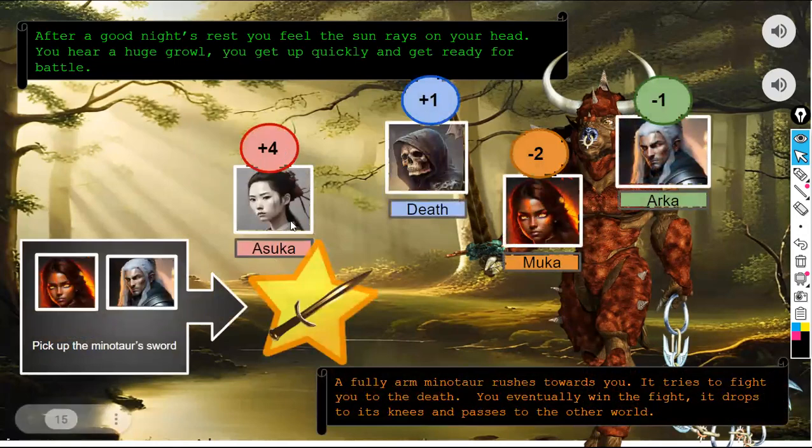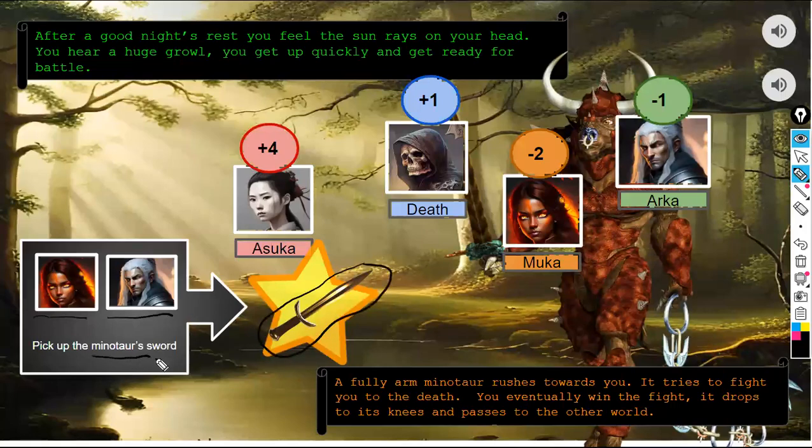Asuka, everyone who chose Asuka, add 40 as strength. Remember, the circles on top represent how much strength you gain or lose. Det, add 1. Muka, -2. And Aka, -1. But there's a very special bonus here. Everyone who chose Muka or Aka, you just got a Minotaur's sword. So write that in your items box. Spell it out, and it's going to be very important. This is one of one types of swords you're going to acquire. So write Minotaur's sword in the item list.